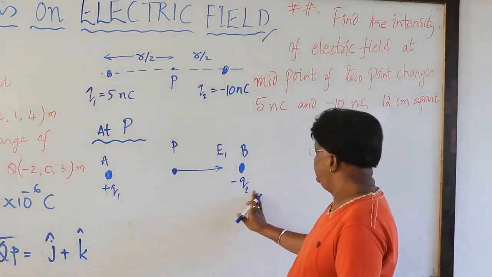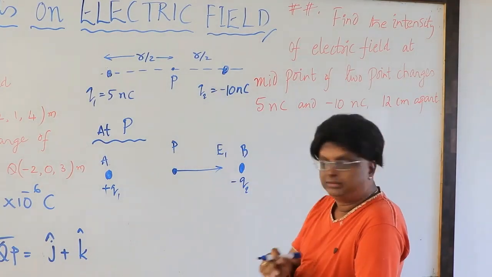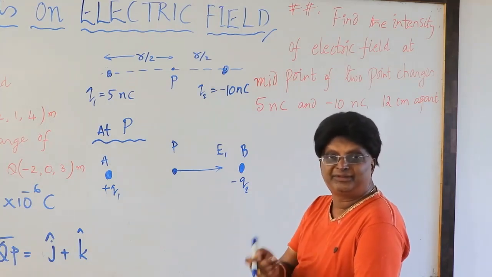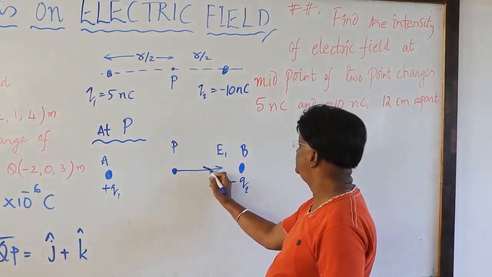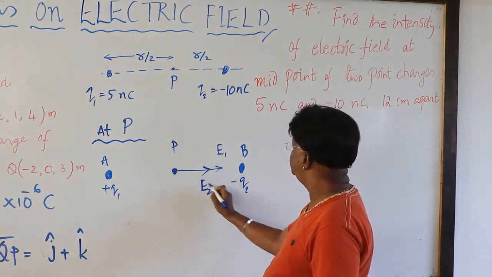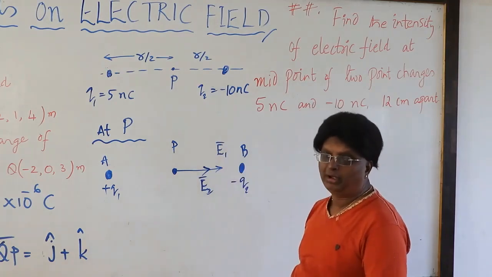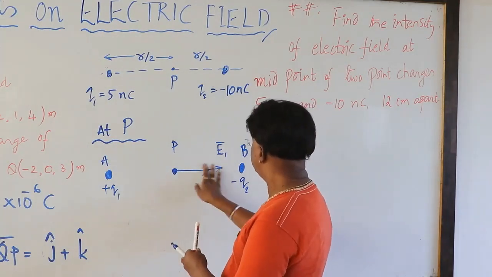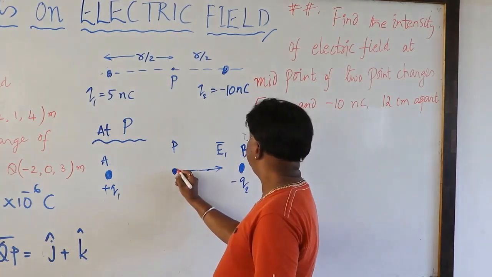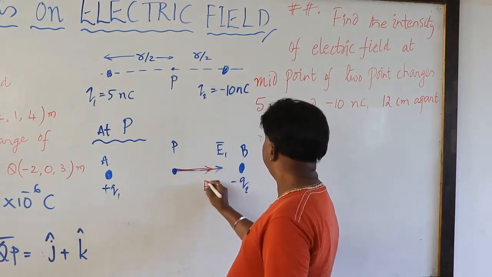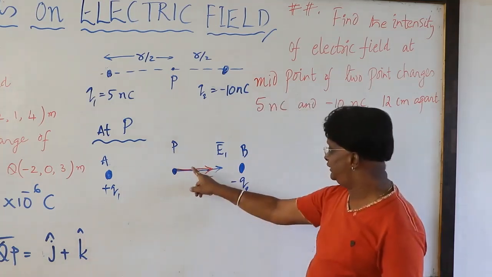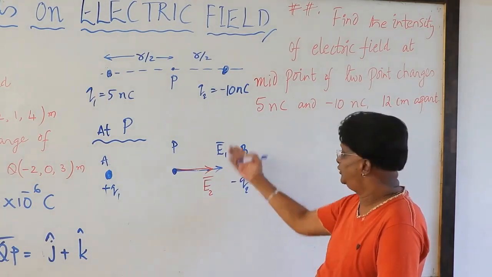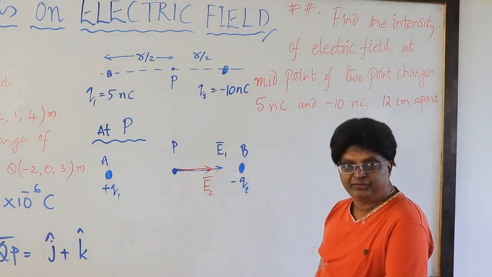Now suppose I say E2 is the electric field due to Q2. Look at this negative sign. We said the vector is always away from positive charge and towards negative charge. Therefore, here I am writing one more vector, which I call E2 bar. I will show it in red color. This one is towards the negative charge. Now look at these two vectors. We have two vectors which are parallel to each other.